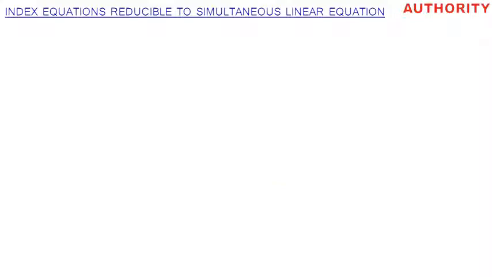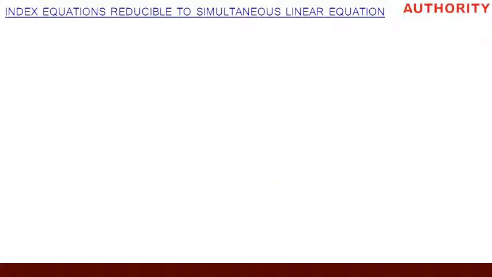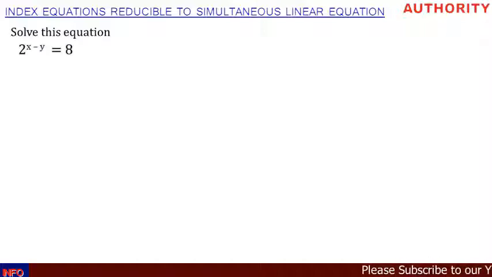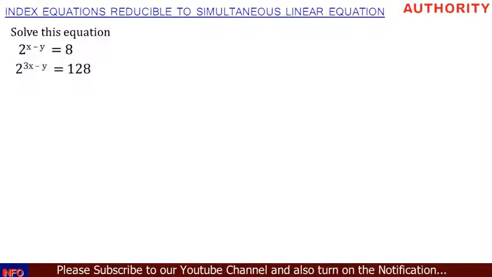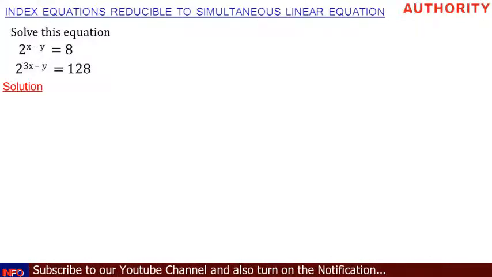We are still treating index equations reducible to simultaneous linear equations. Now let's take this question. Solve these equations: 2 raised to power x minus y is equal to 8, and 2 raised to power 3x minus y is equal to 128. We are asked to solve this index equation, which will lead us to simultaneous equations, and then we also solve the simultaneous equations and obtain the values for x and y. All right, now let's go.